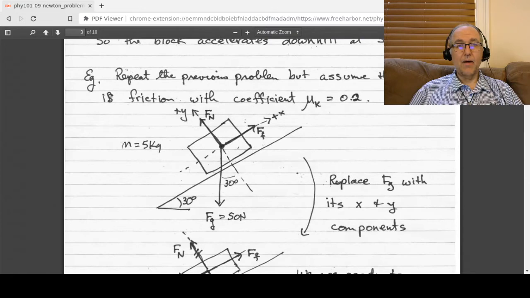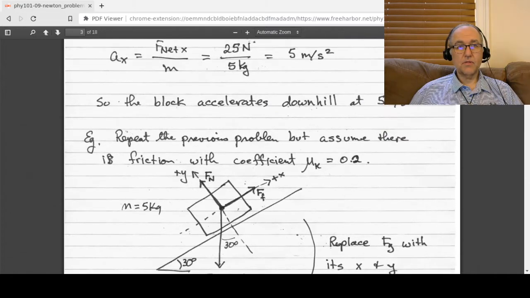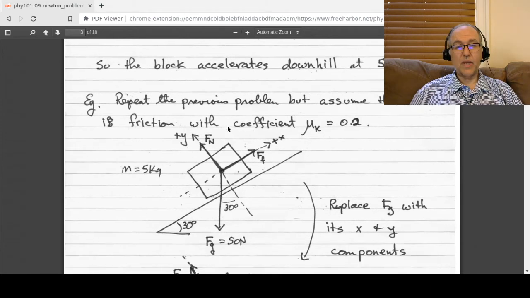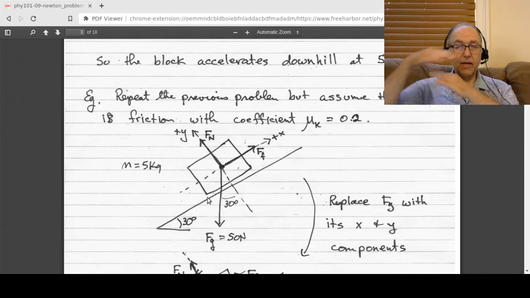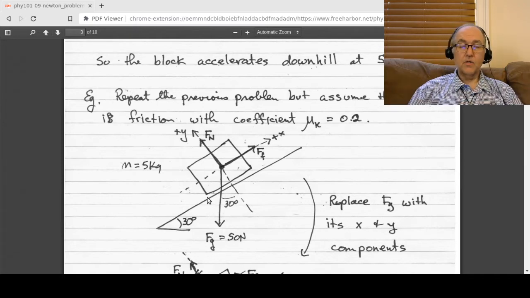Well, let's start making our problems a little bit more complicated. Whoops, scrolled down a bit too far. So this example is: repeat the previous problem, but assume there is friction with coefficient mu k equals 0.2. I have to explain what this mu k is, which I'll do as the problem progresses. But in this case, we actually do have friction, so the box and the surface of the inclined plane are actually touching against one another.